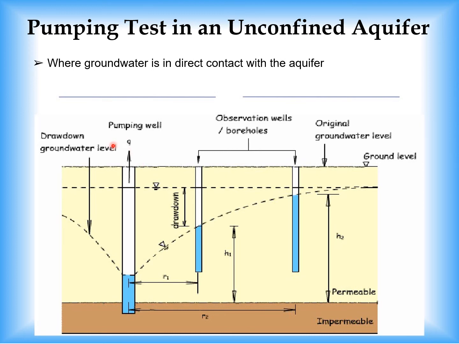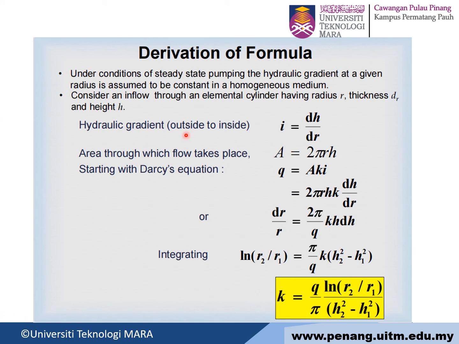Alright guys, look at this. You have the groundwater level, and this is the original groundwater table. You have the two observation wells, the pumping well, and the drawdown groundwater level. Alright guys, this is the derivation of the formula. Under the condition of steady state pumping, the hydraulic gradient at the given radius is assumed to be constant in a homogeneous medium. Consider an inflow through an elemental cylinder having a radius, thickness and height.